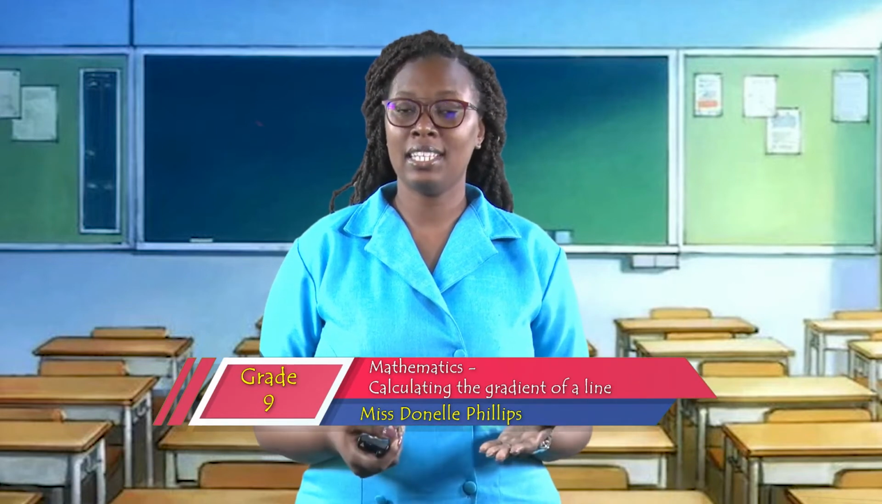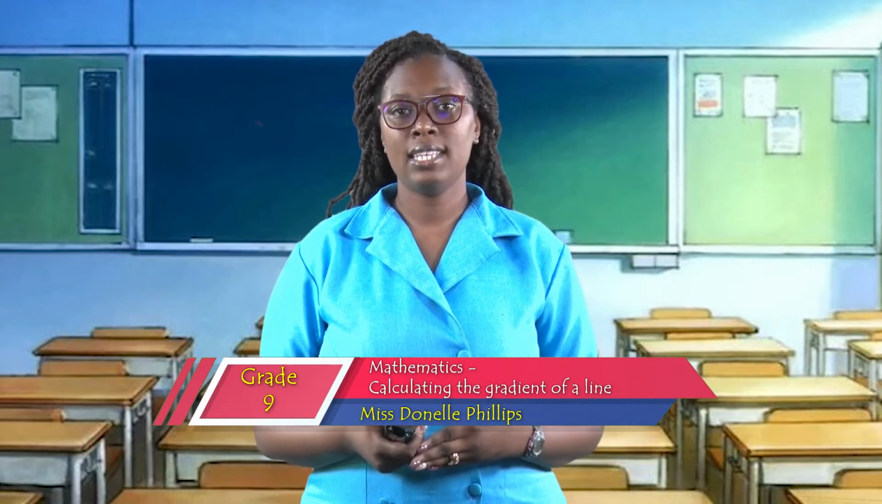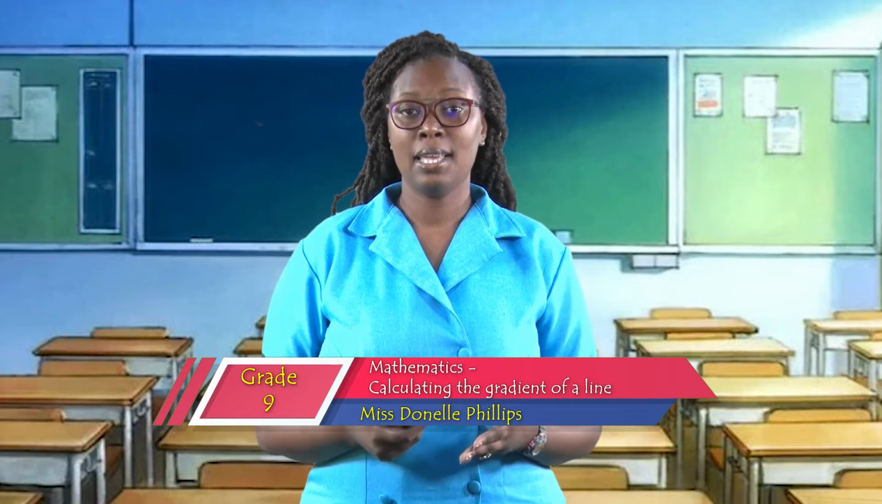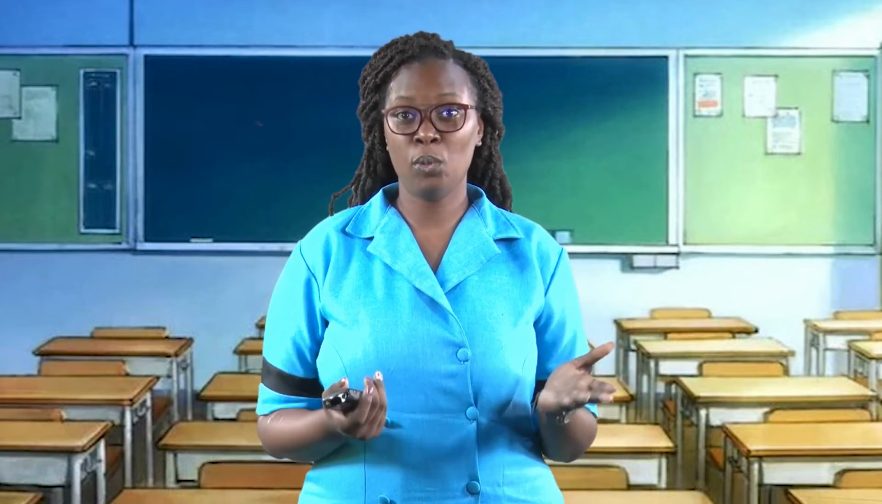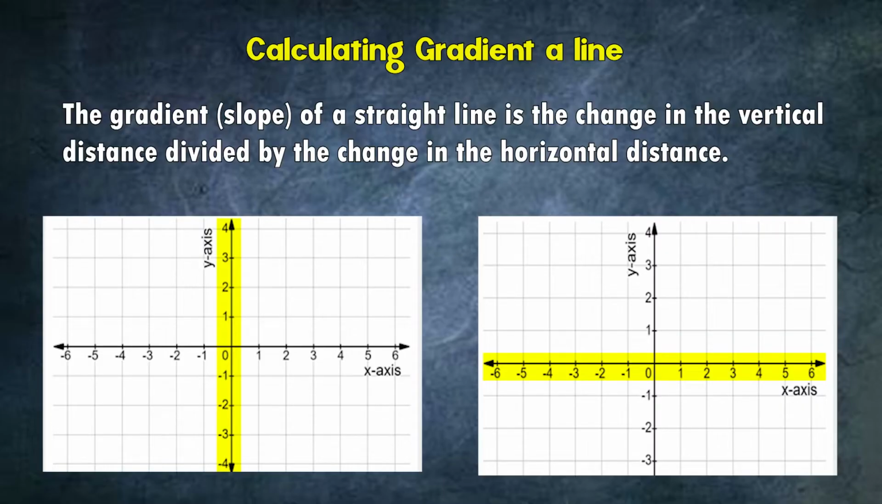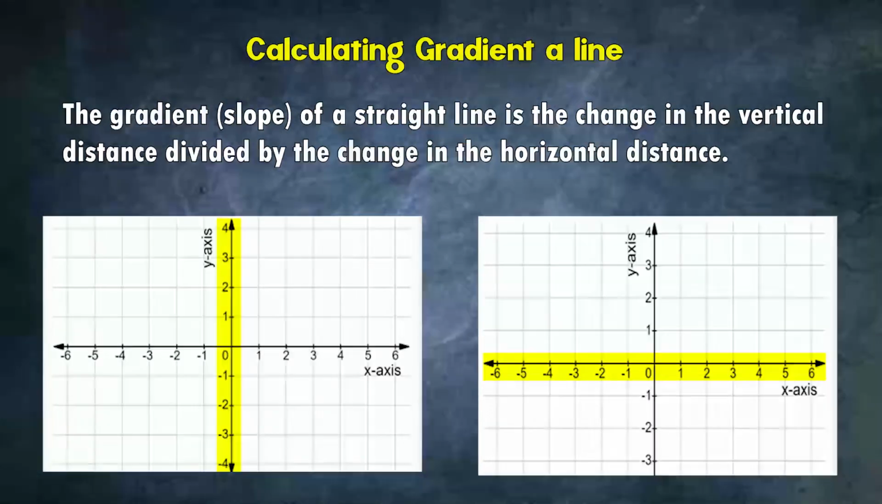Let's get started. In our previous lesson, we started to explore what exactly a gradient is and how we could tell the type of gradient a line has based on the direction that it is sloping. In this lesson, we're going to go one step further and actually calculate the gradient of given lines.